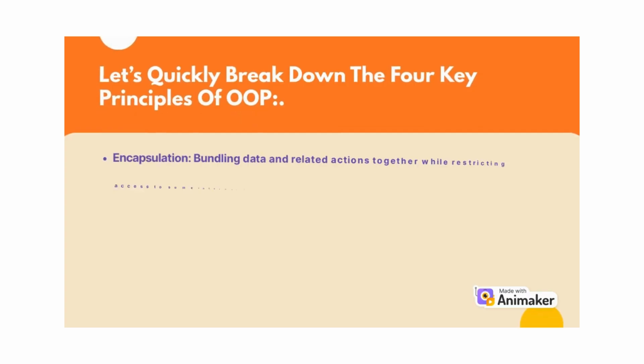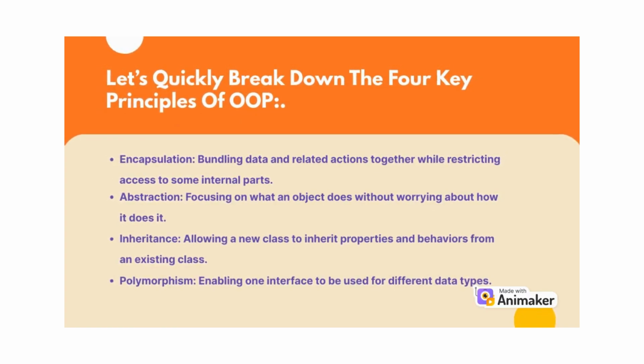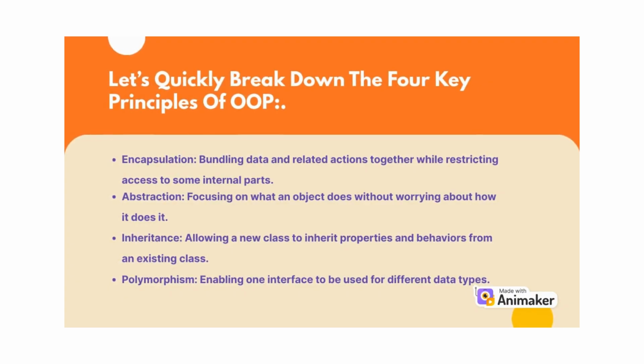Let's quickly break down the 4 key principles of OOP. Encapsulation, bundling data and related actions together while restricting access to some internal parts. Abstraction, focusing on what an object does without worrying about how it does it. Inheritance, allowing a new class to inherit properties and behaviors from an existing class. Polymorphism, enabling one interface to be used for different data types.